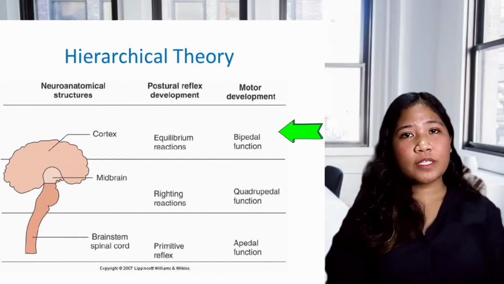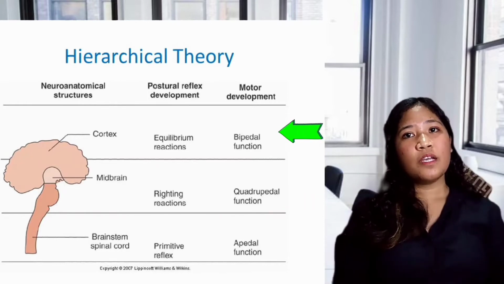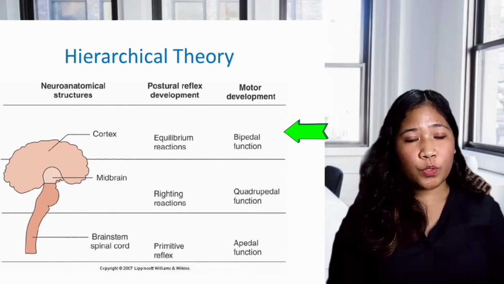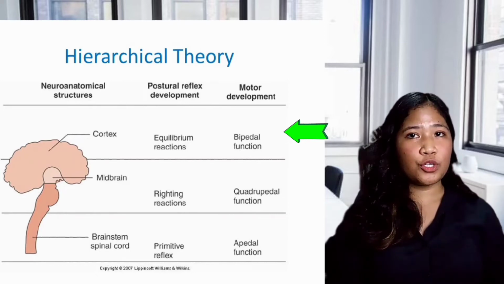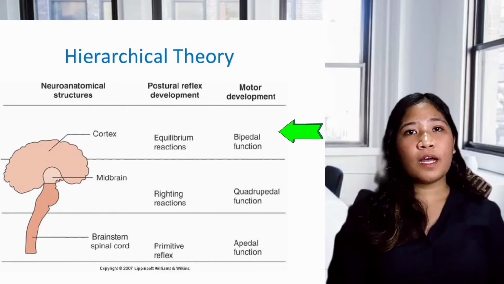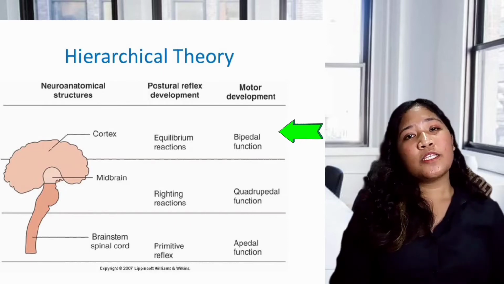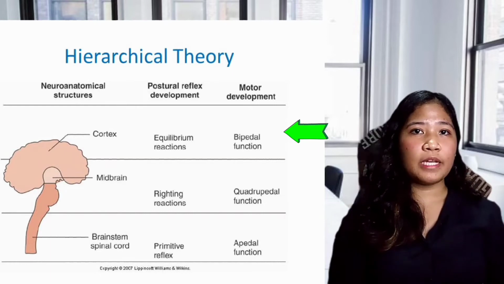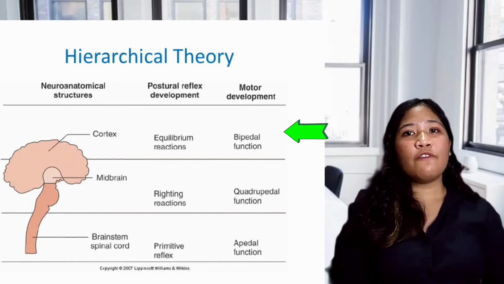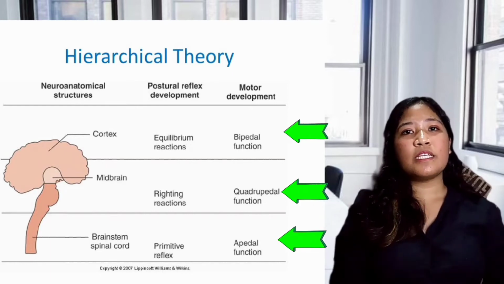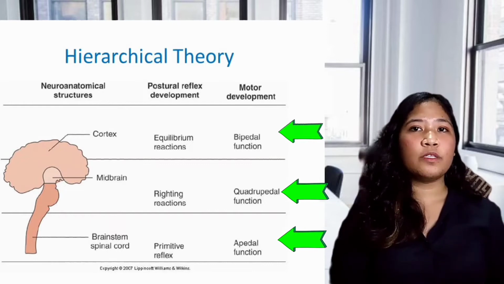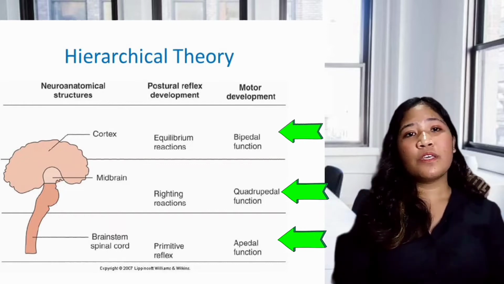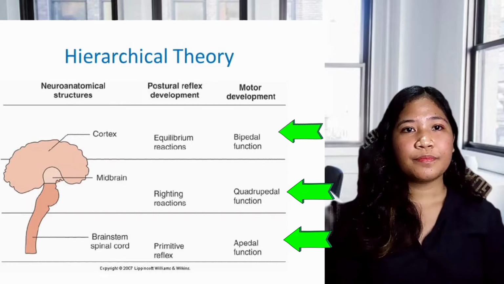The highest level, which is the cerebral cortex, is the one that gives you the distinction between a quadrupedal and a bipedal, and it takes care of the equilibrium reactions of the body and fine movements of the body. So anything that is happening in our body is controlled by one of these three structures.